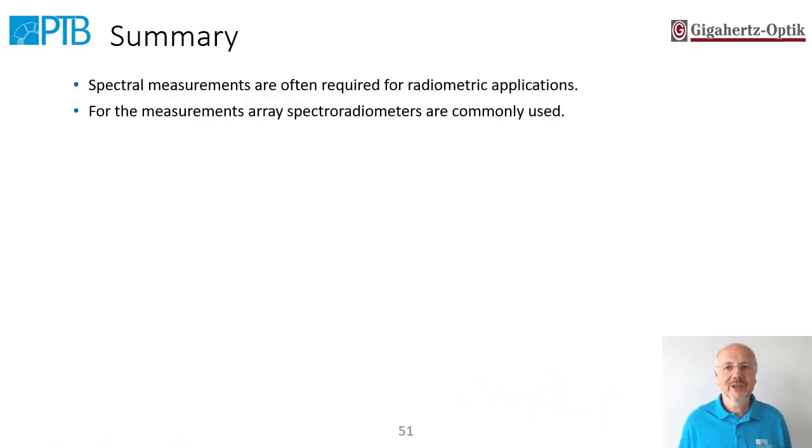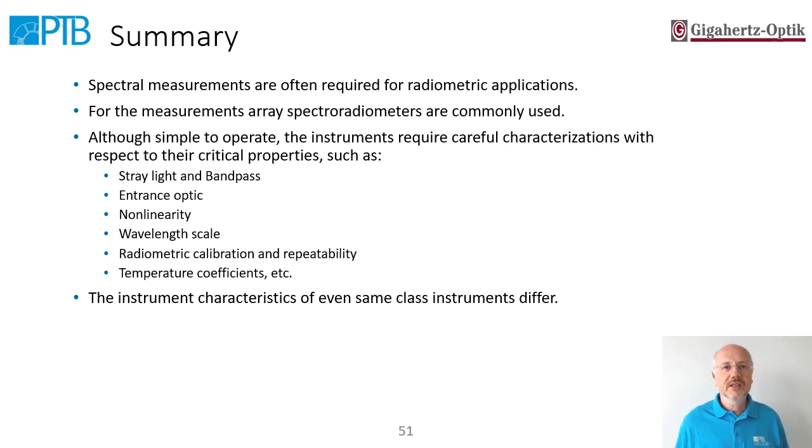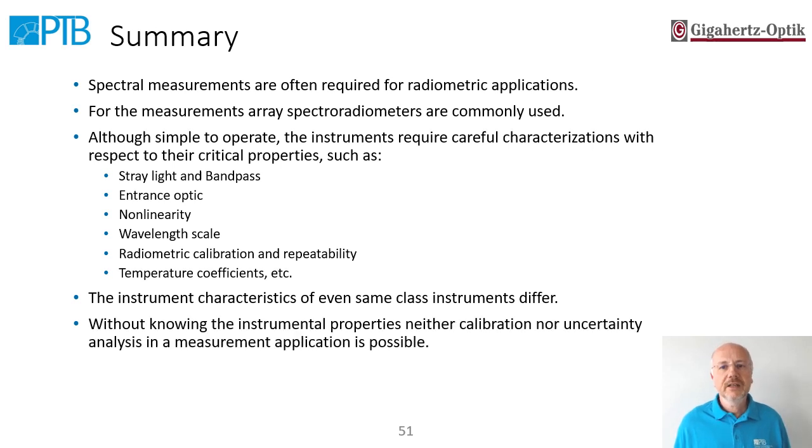Thanks, Ralph, for the illustration of the challenges of such an application. So let me summarize. To evaluate the effects of optical radiation, spectral measurements are often necessary, and for this, array spectroradiometers are usually used. Although they are easy to handle and to operate, they still require a careful characterization with respect to some critical parameters. And we have to keep in mind that each instrument is different, even if they are of the same type or design. And if we do not know these characteristics, it's not possible to perform a reliable calibration or a robust measurement uncertainty assessment.